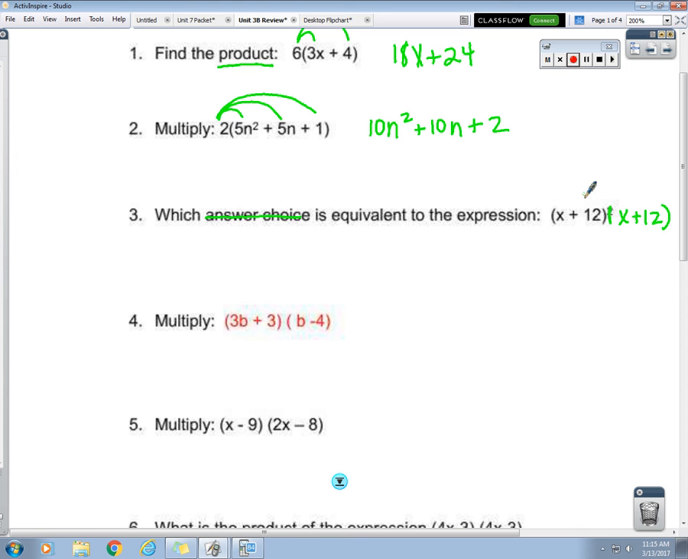Double distribute or FOIL. X times x is x squared. X times 12 is 12x. 12 times x is another 12x, and 12 times 12 is 144. So now, is that the final answer? Why not? Correct. When you combine like terms, what will the final answer look like? Correct. In the middle, both of these are just x to the first, which means you can add up their coefficients. 12 plus 12 is 24.